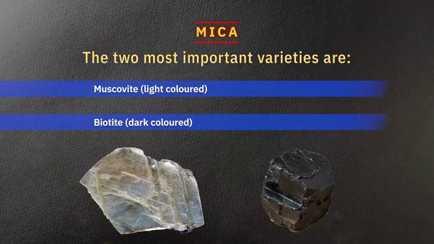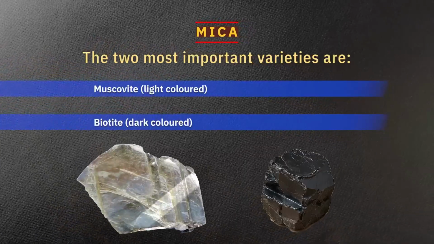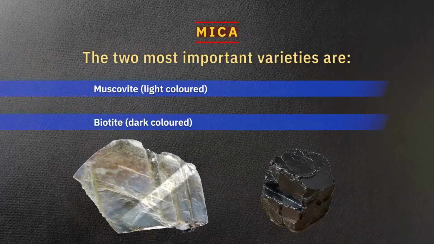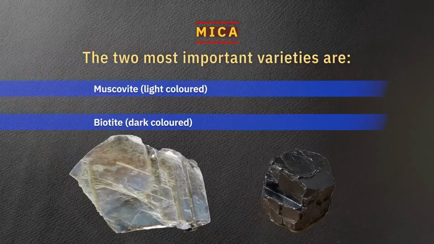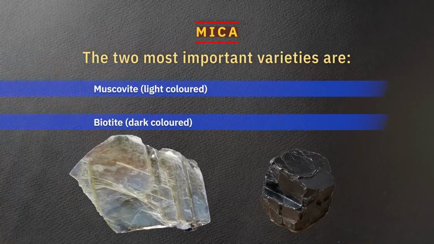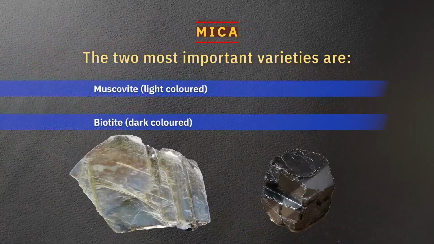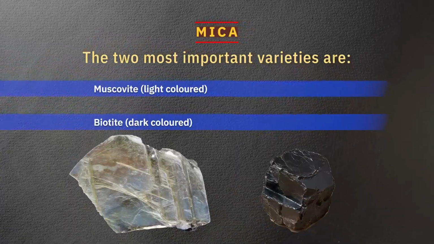Here in this image we can see that this is an example of muscovite mica because it is comparatively light in color, and this is biotite mica because it is dark in color. Okay. So now let's understand some uses of mica. See, mica has a wide range of uses in our daily life.